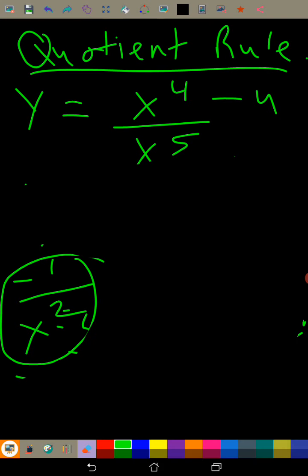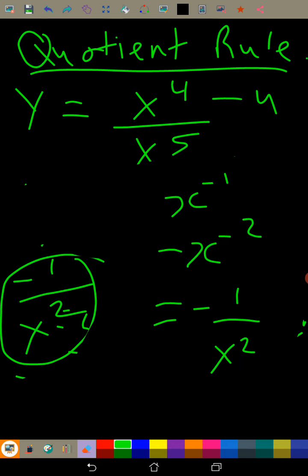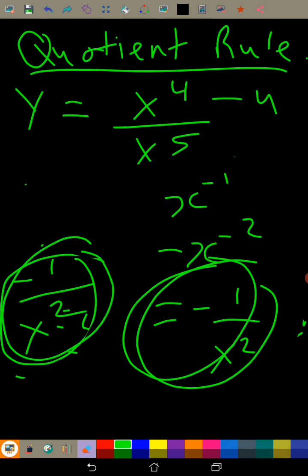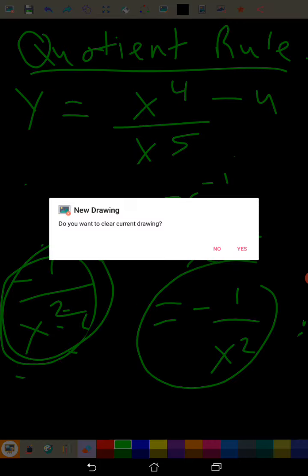I think it was the same, but we're just going to do x is equal to minus 1 minus x is 2 is equal to minus 1 over x 2. That's the same. So the quotient rule works. The quotient rule works, and we have a last one, the chain rule.